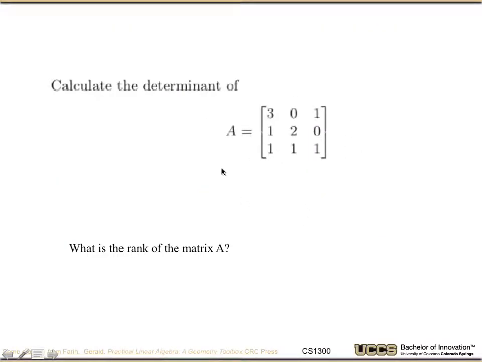Now let's do higher dimensional stuff. Let's look at the determinant of a 3 by 3 matrix, and then answer what is the rank of this matrix A.